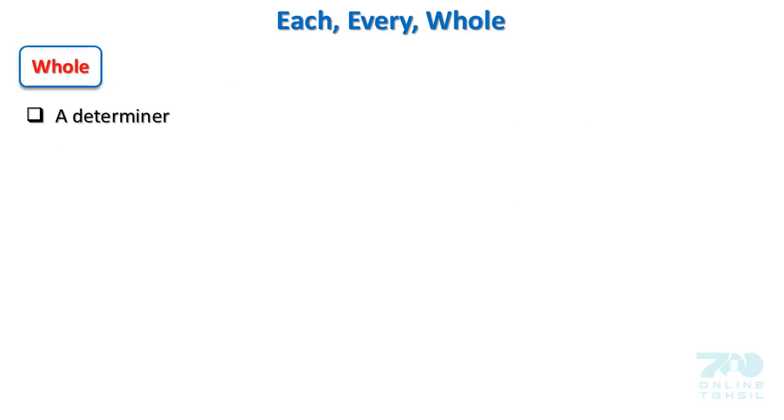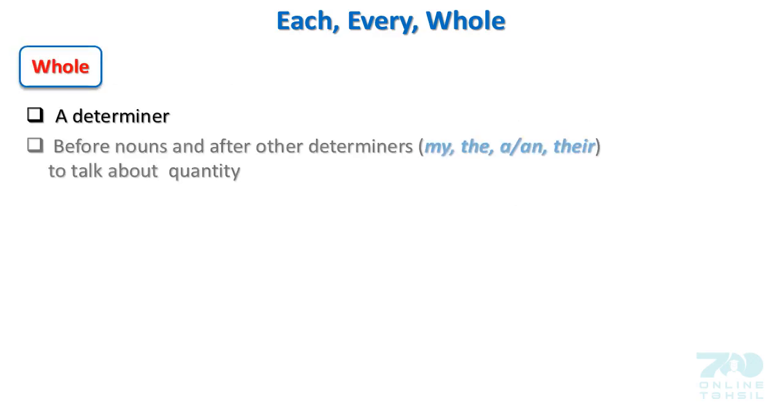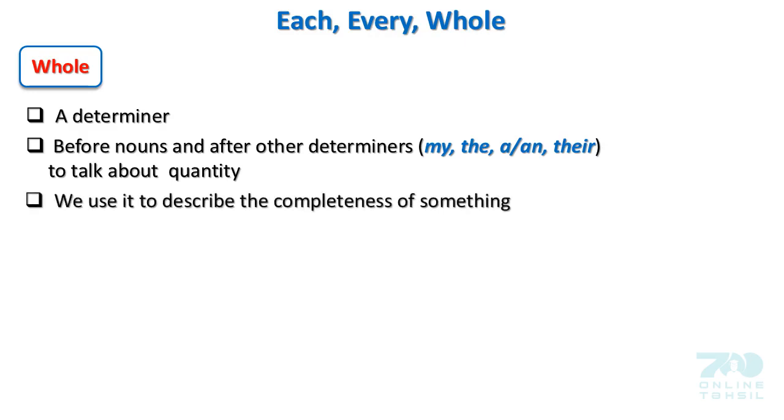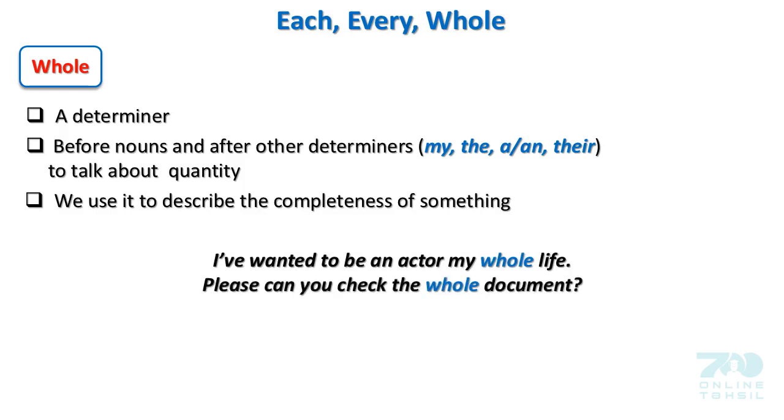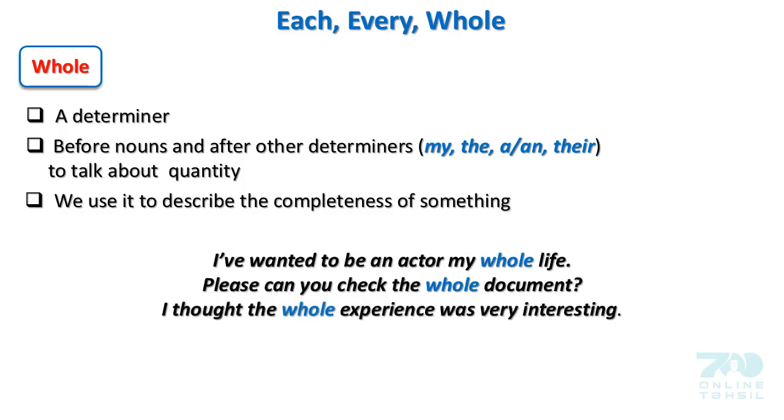Whole. Whole is a determiner. We use whole before nouns and after other determiners, my, their, an, to talk about quantity. We use it to describe the completeness of something. I have wanted to be an actor my whole life. Please, can you check the whole document? I thought the whole experience was very interesting.